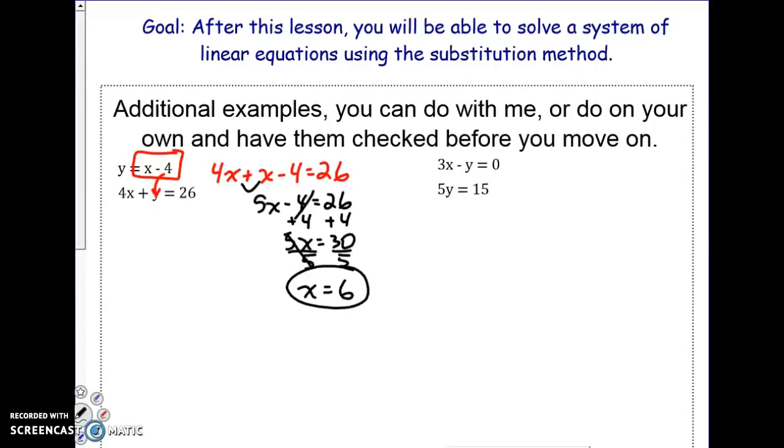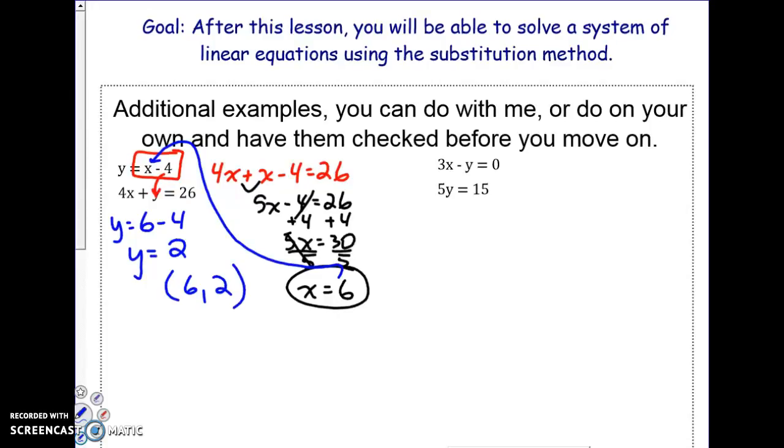So then I'm going to take this number, which is 6, and plug it in up here. So y is whatever x is minus 4. So that means y equals 2. And my final answer is 6, 2. I'll let you check my work algebraically, but it should look like, does 4 times 6 plus 2 equal 26? And the answer should be yes.